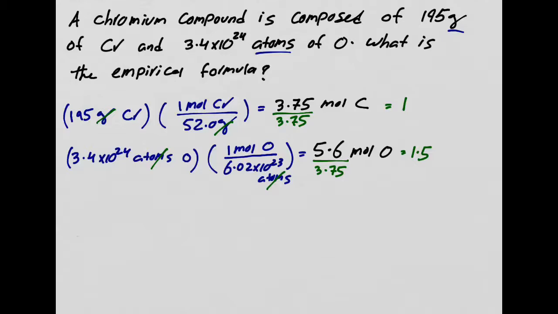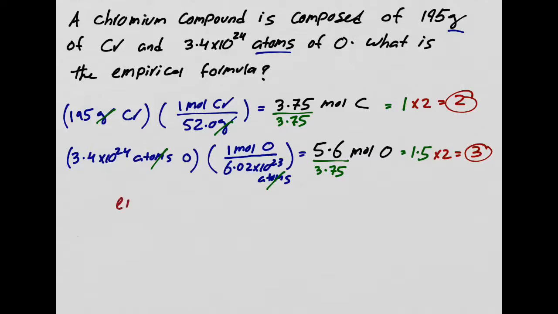What do I need to do? I need to make it a whole number ratio. Like I said before, if it's 0.9, you can round it. Otherwise, you can't really round 1.5 in this case. So I have to make it a whole number ratio. How do I do that? You need to multiply by a factor to make it a whole number ratio. If I multiply 1.5 by 2, I get 3, and that's the whole number ratio. Now, if I multiply the oxygen by 2, I have to do the same thing to the chromium. So I multiply chromium by 2, and I get 2.